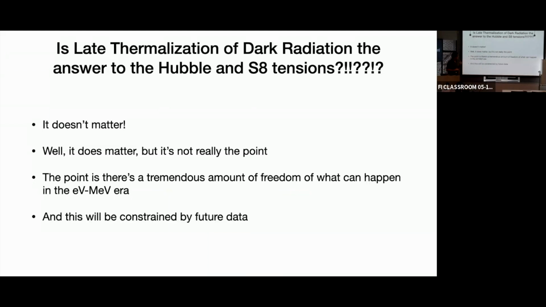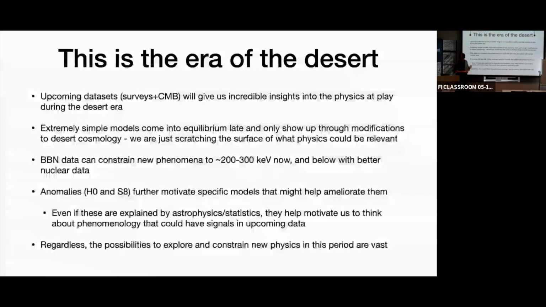And those signals are going to be constrained by future data. We're really going to learn a lot about it, but we need to think about it now because you can't ask these questions without actually having models to study. And so that's the real conclusion. This is the era of the desert. We have upcoming data sets that are going to give us a tremendous amount of insight into what's going on during this desert era. Very, very simple models, where you don't need to go beyond taking some classics and combining them, can give scenarios where really dramatic changes at late times come into play and change the physics that we believe should have impact on the cosmology we see.